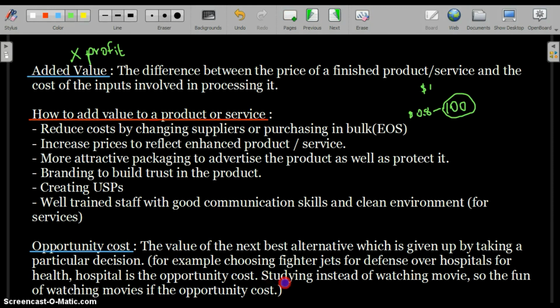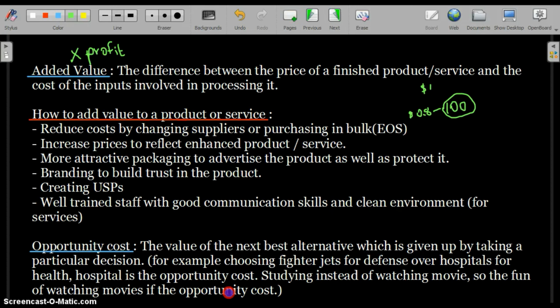For example, if the government has to choose between fighter jets for defense over hospitals for health, the benefits from the hospital are the opportunity cost. You are having fewer hospitals now, because you have invested in fighter jets for defense, but you have compromised something, you have compromised the hospitals for health. This compromise you are making is basically the opportunity cost. A simple example that can be given is studying instead of watching movies. The entertainment you could have had from watching the movie becomes your opportunity cost. So that's the basic idea.